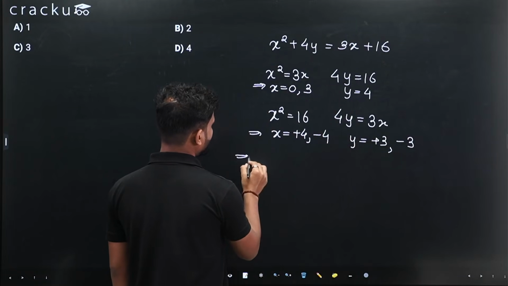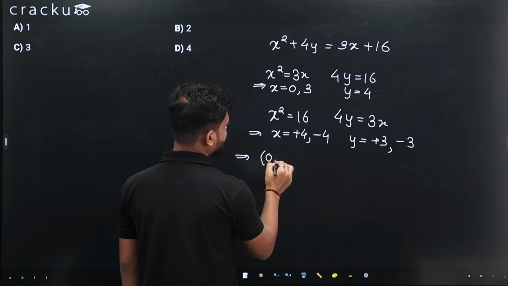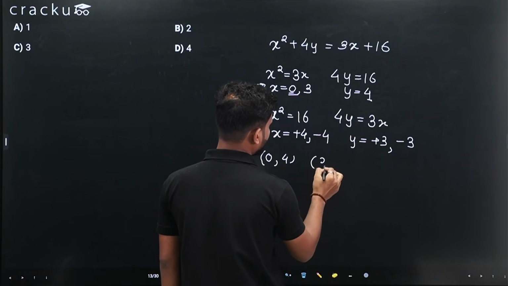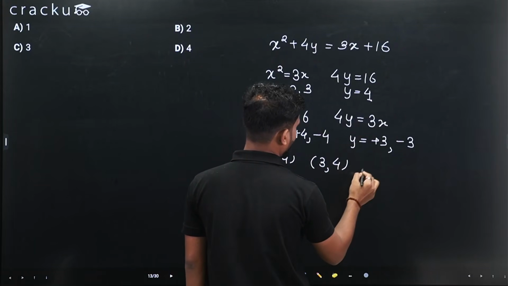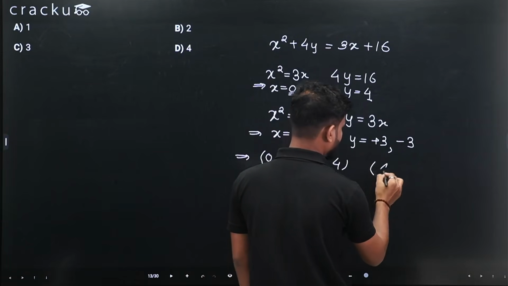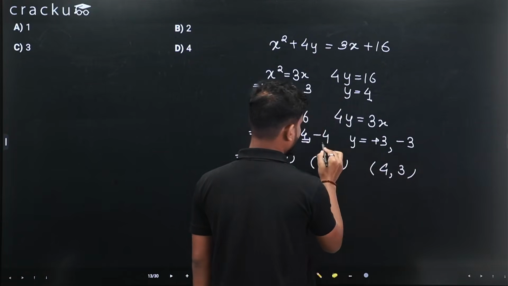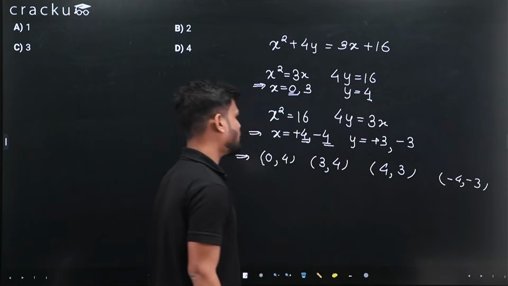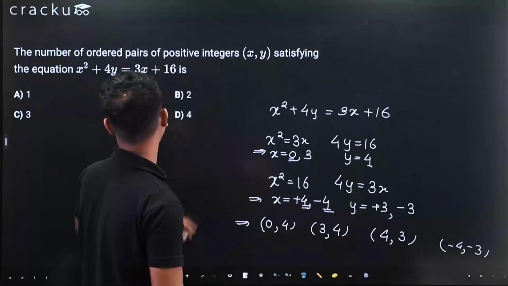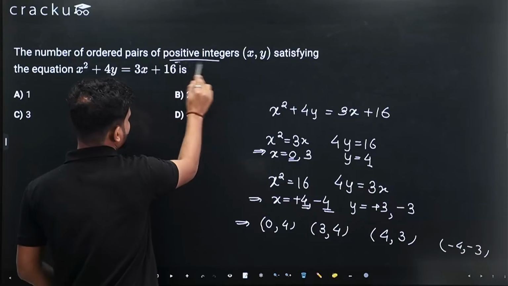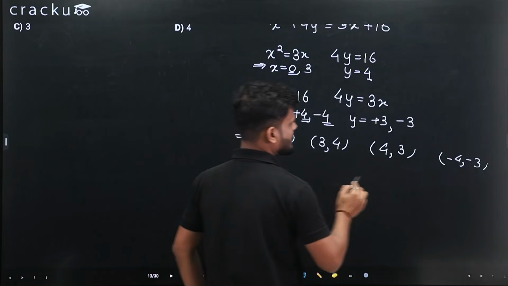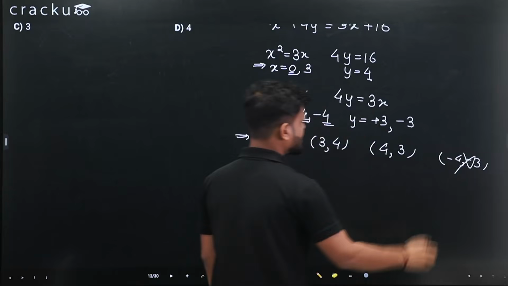So how many pairs do you have? You have 0 comma 4, or 3 comma 4, or plus 4 comma 3, or minus 4 comma minus 3. So these are the four pairs which you can get for x and y. But I want them as positive integers. Now is 0 positive? No. So this is not correct. Is minus 4 positive? No, this is not correct.